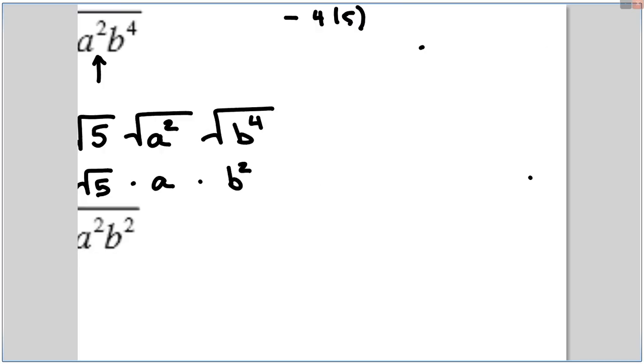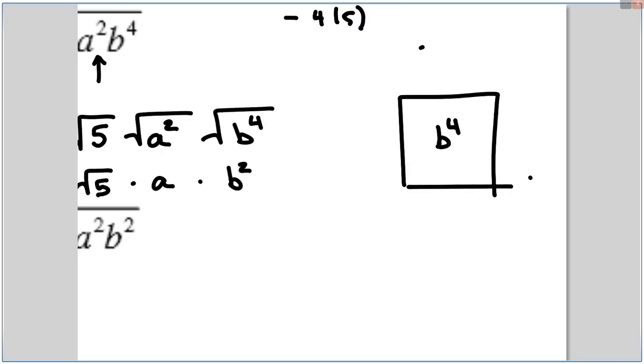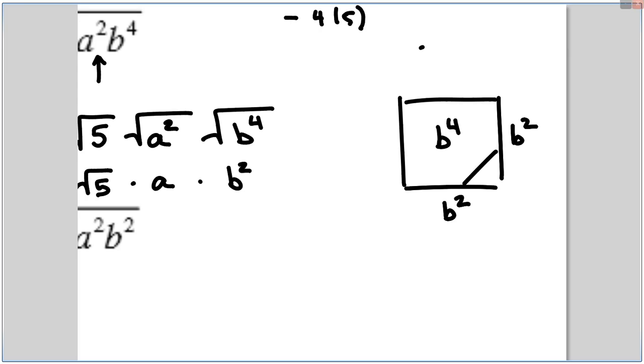Let's think about this shape. Say you had a square of area B4. What are the lengths going to be? Yeah, 2 and 2. Do you guys remember some of those exponent laws from grade 9? So in order to get the area, what do you have to times? The length and the width. So what's B2 times B2? B4. You would add those. Do you remember that?